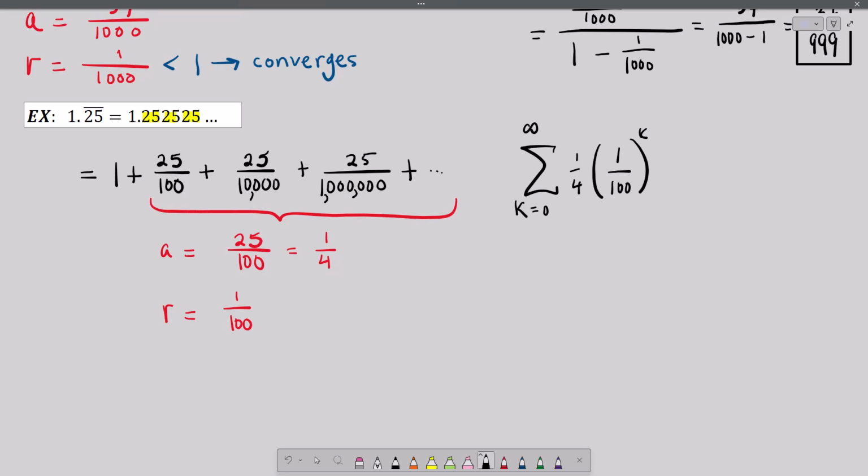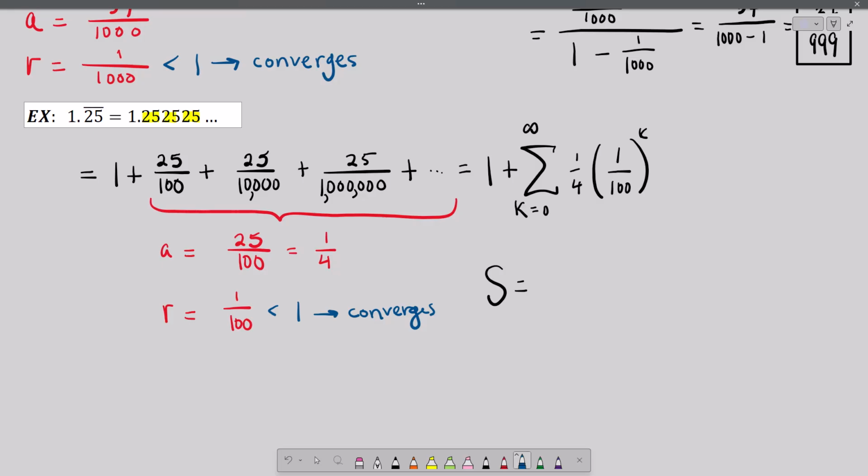That's just this part. We also have the 1. So if I want to make this equal, I'm going to put a 1 on the outside. So 1 plus that geometric series. And if we plug in 0, we're going to get the 1/4, which is 25 over 100. If we plug in 1, we're going to get this term. Plug in 2, we're going to get that term. All right. So this, once again, is a geometric series that has a common ratio that's less than 1 in magnitude, so we know it converges.